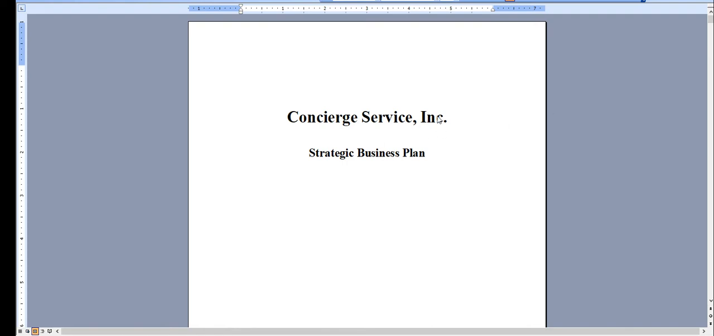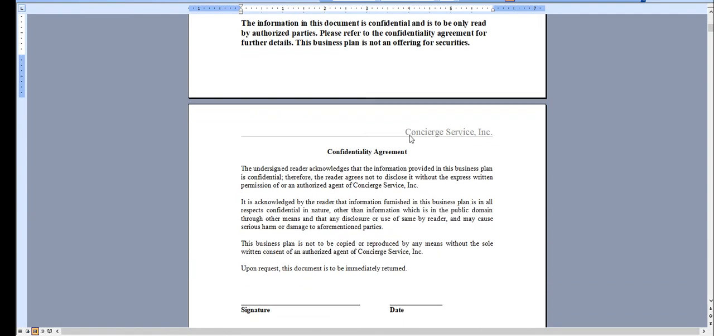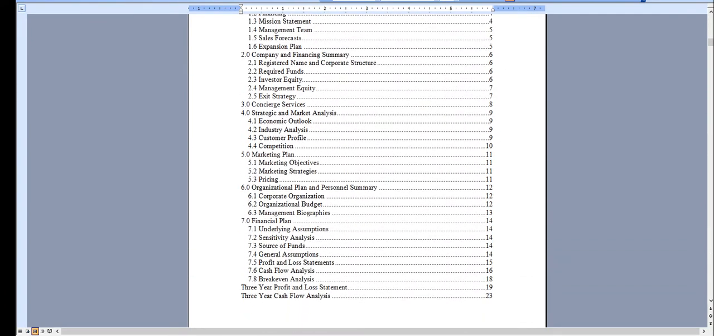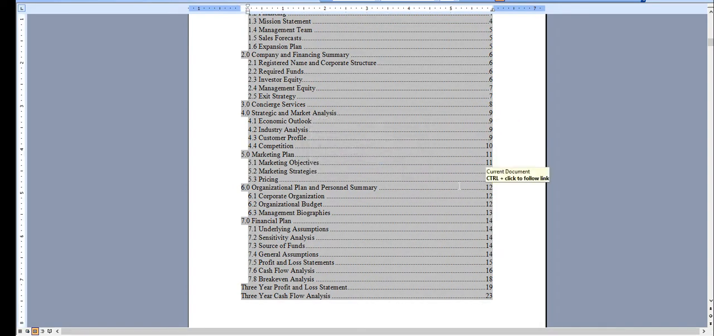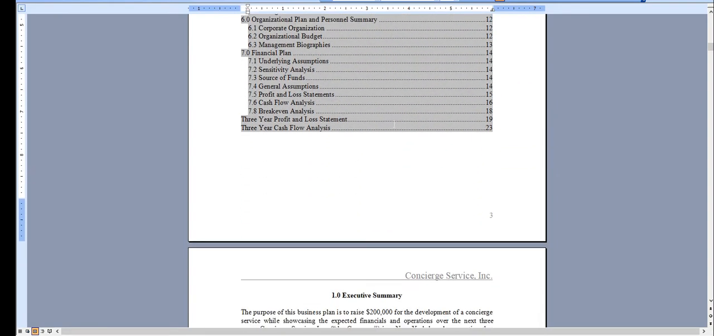Hello, today we'll be taking a look at our business plan specific for a concierge service. It features a completely automated table of contents, so as you add your own content, simply right-click, hit Update Field, and hit OK, and these page numbers will automatically update for you.